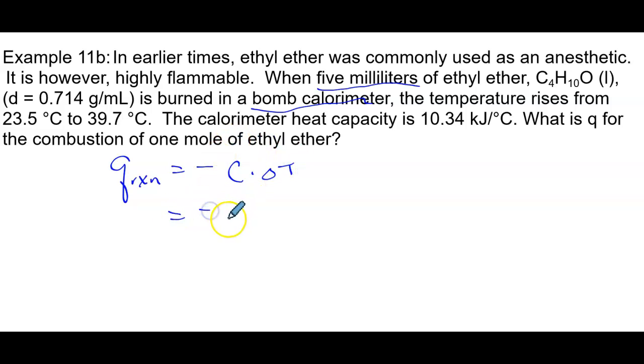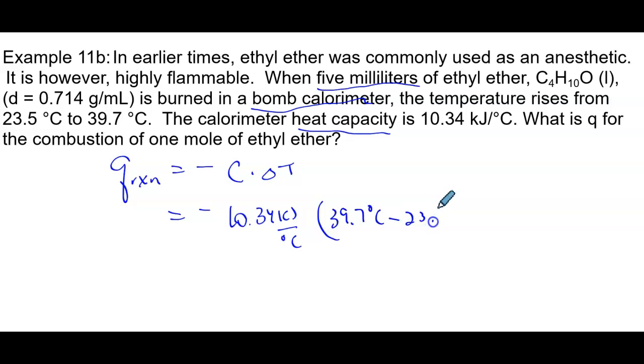So we got negative, we're given the heat capacity right here. That's another hint. We're given heat capacity, 10.34 kilojoules per degree Celsius. Then I'm going to change in temperature here, so 39.70 degrees Celsius minus 23.50 degrees Celsius. So we're going to figure out what that Q is. So 10.34 times parentheses 39.7 minus 23.5 close parentheses. And we get negative, because I just left it there so I didn't have to mess with it, 167.508 kilojoules. Okay.